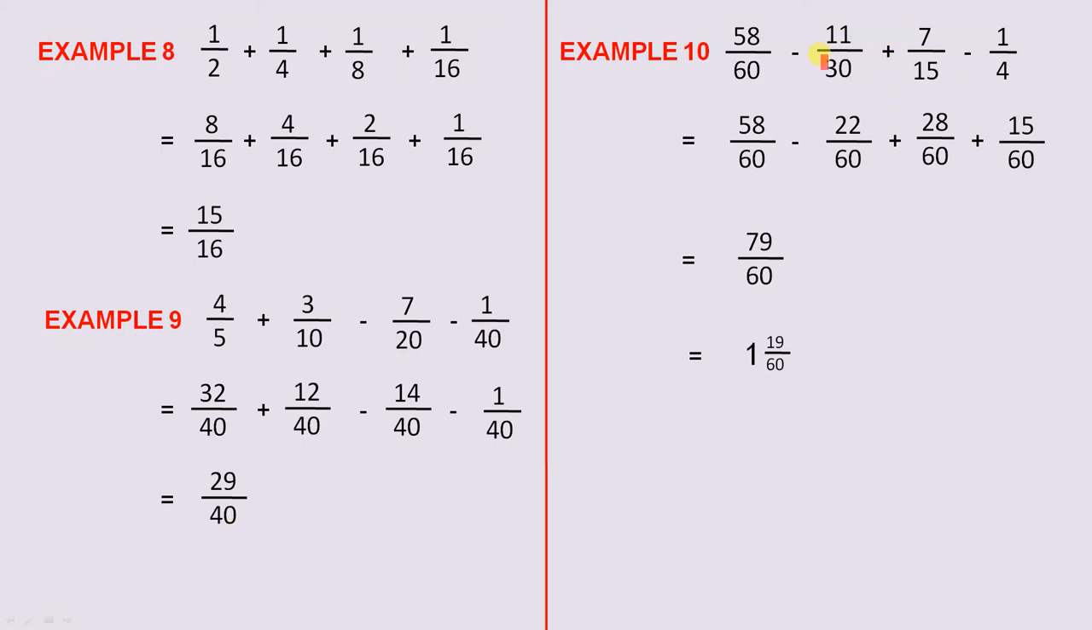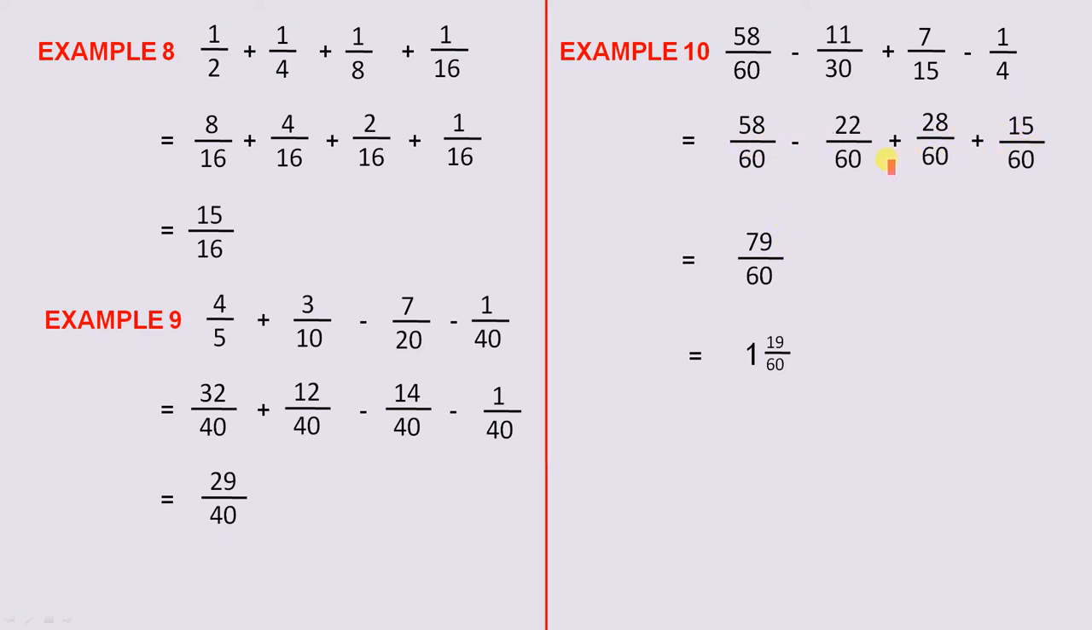And the last sum, we have these different signs here, and we have 4 fractions. You can see now that each of those denominators there needs to be changed to a 60. So there's our original fraction. Now 11 over 30 is 22 over 60. Multiply top and bottom by 2. 7 over 15 is 28 over 60. Multiply top and bottom by 4. 1 over 4 is 15 over 60. Multiply top and bottom by 15. So we have the new fractions here.